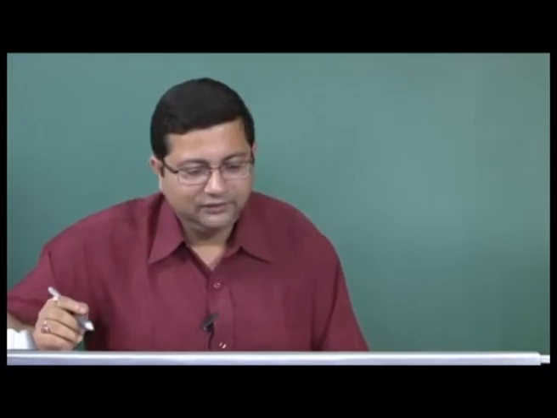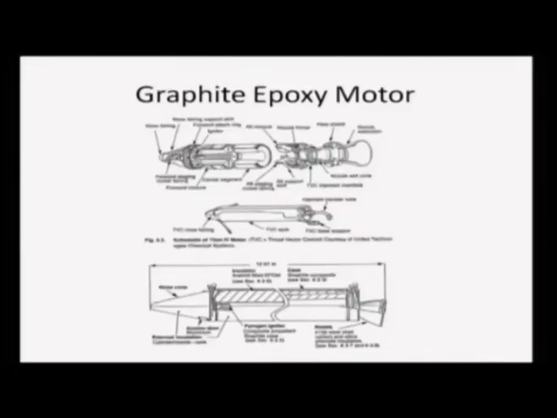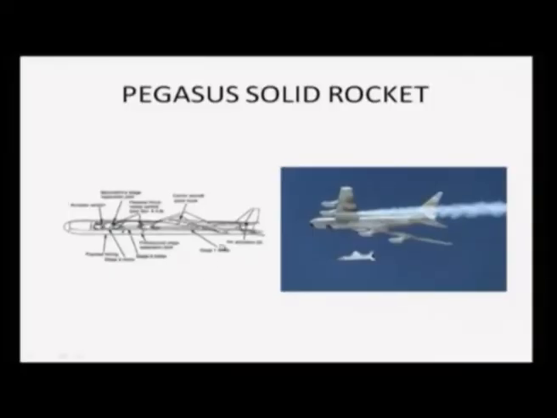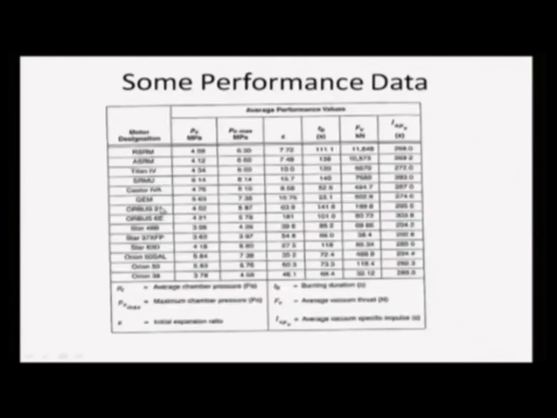Then we have another one, a graphite epoxy motor, whose schematic is given here. Again, we have a graphite propellant and then the igniter. This is a thrust vector nozzle and every component. I will not go into the detail of that. You can see that it is a different variant of the solid propellant rocket. Then another one which was used is the Pegasus solid rocket. You can see the full Pegasus solid rocket picture here, and Pegasus being launched from here. So, this is the solid propellant rocket Pegasus.